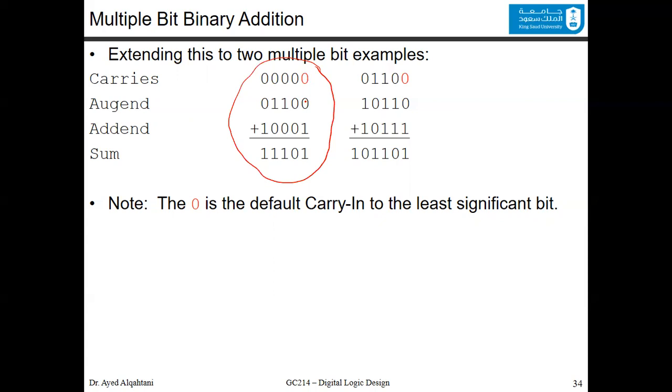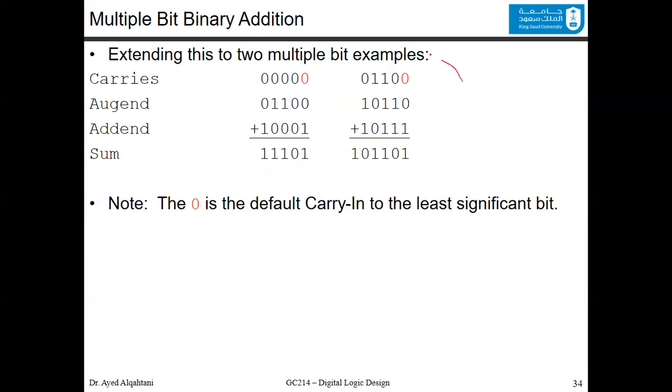So you add 0, 0, and 1. The result is 1, and the carry is 0. This is what we just mentioned. 0 and 0 and 0, the result is 0, and the carry is 0. 0 plus 1 plus 0, the result is 1, and the carry is 0. 0 plus 1 plus 0, the result is 1, and the carry is 0. 0 plus 0 plus 1, then the result is 1. And this is the final result.